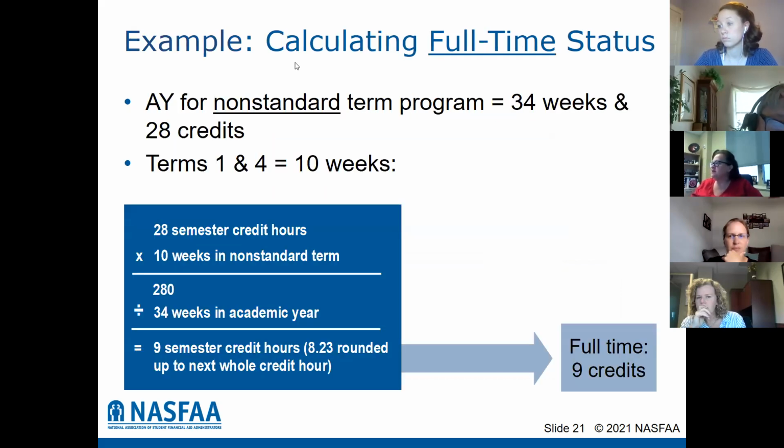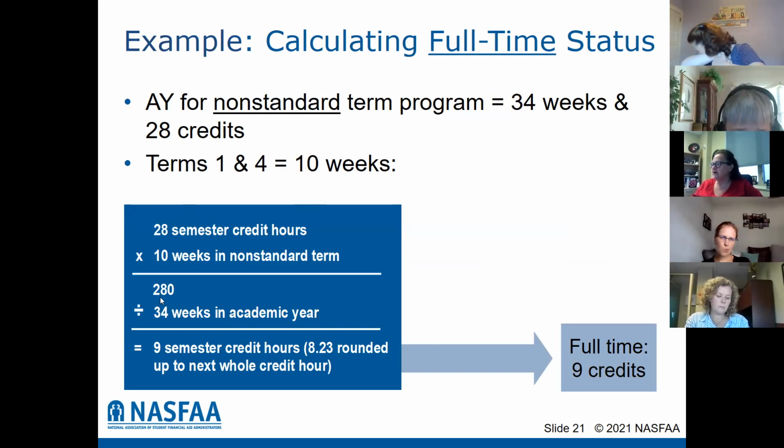So let's look at an example. So this is calculating a full-time status. The academic year for a non-standard term program is 34 weeks and 28 credits. In this case, term 1 and 4 are 10 weeks. So what they're doing is they're saying 28 semester credit hours. You're taking your credit hours, timesing it by the 10 weeks here, you'll get 280. You divide by the weeks in the program, so there's 34, and this is going to equal 9 semester credit hours. Now, when you look at this one, it actually comes up to 8.23. So you want to remember you round up to the next on this one. So that's going to give you 9 credits. So basically, remember, it's important to round up or round down because that's a difference, you want to look at the whole numbers where they're going with that.